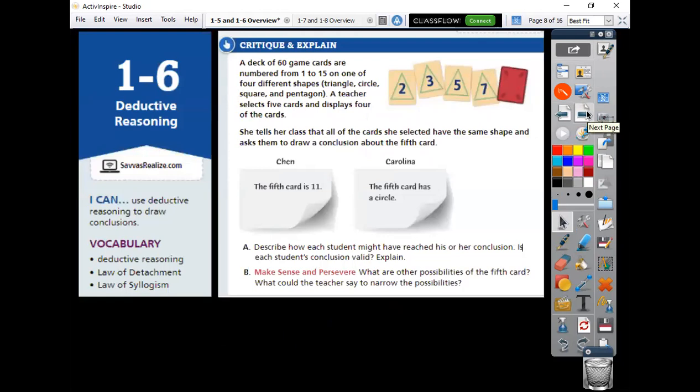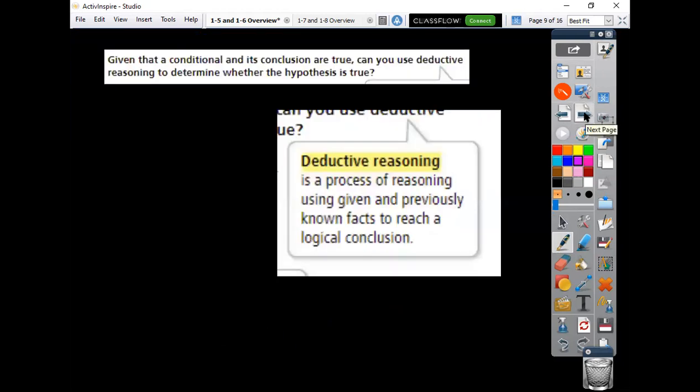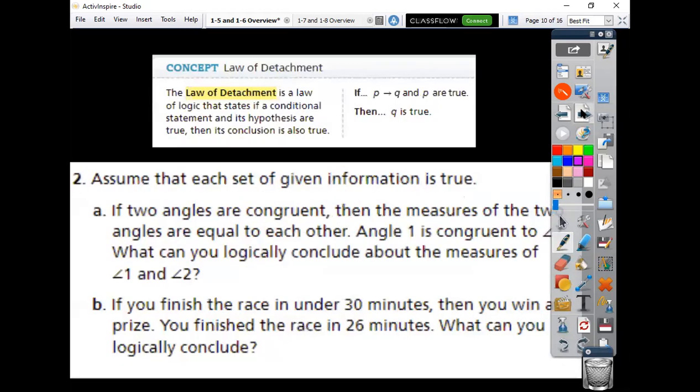So in deductive reasoning, again, it's all based on logical thoughts and connections. Sometimes you'll run into test questions about these two things, law of detachment and law of syllogism. Deductive reasoning just means it's a process of reasoning using given and previously known facts to reach a logical conclusion. So it's all connected.